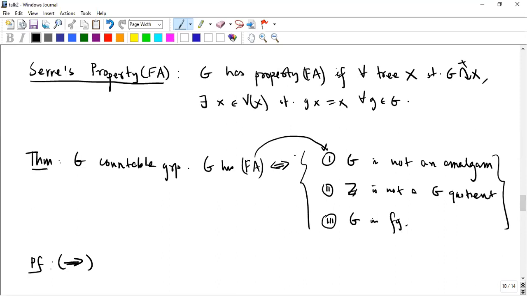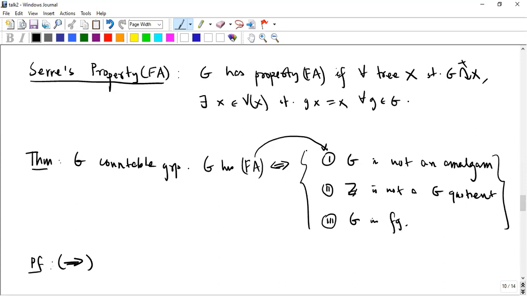So, did we have that if G was an amalgam, then G acts freely on a tree, right? Not freely. G acts with the fundamental domain being an edge. Yeah, absolutely right. That's correct. That's a good way of thinking about it. So suppose that G has FA and G is in fact an amalgam. We'll come to a contradiction, right?